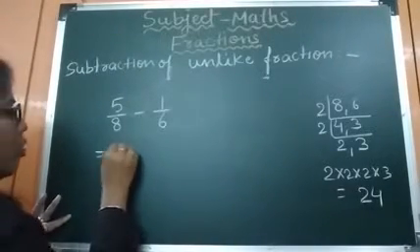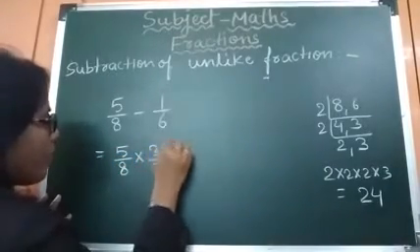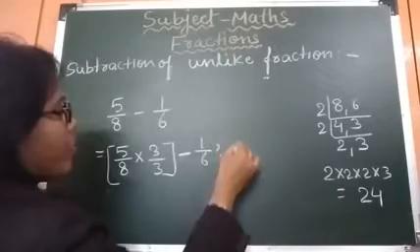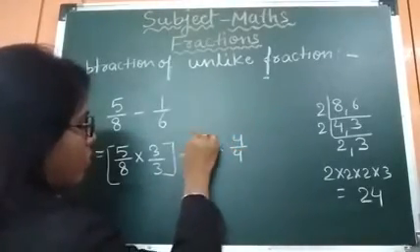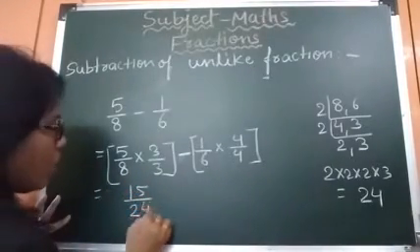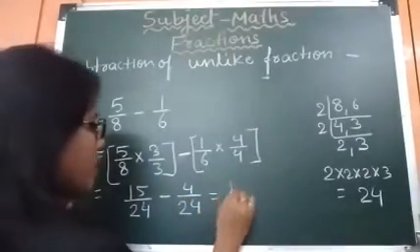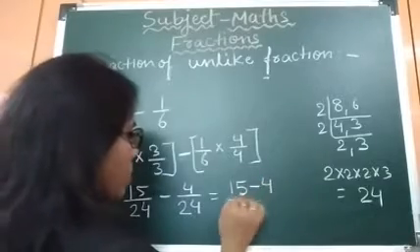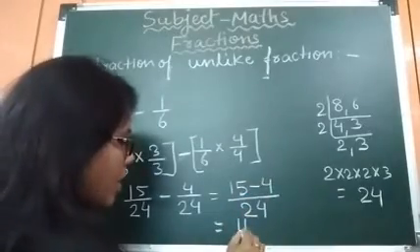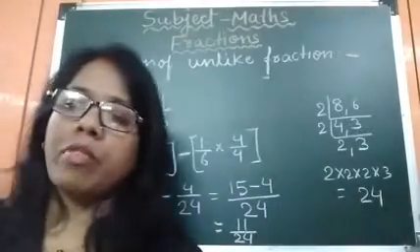For making the denominator 24, we will multiply 5 upon 8 by 3 upon 3 and 1 upon 6 by 4 upon 4. Fine. So now check. 5 3s are 15 upon 24 minus 4 upon 24. Now it is very simple. You can simply subtract 15 and 4. 15 minus 4 upon 24. You will get 15 minus 4, that is 11. 11 upon 24. So by this way you can find the subtraction of unlike fractions.